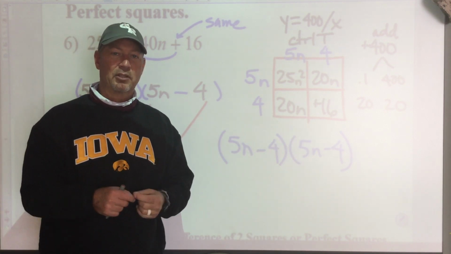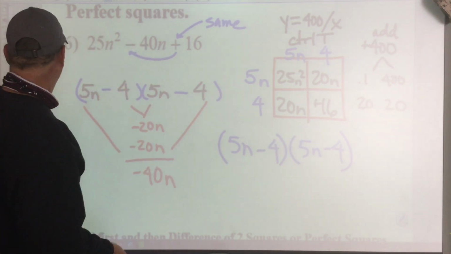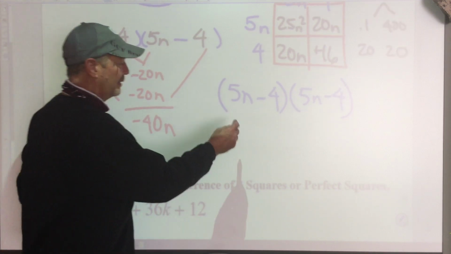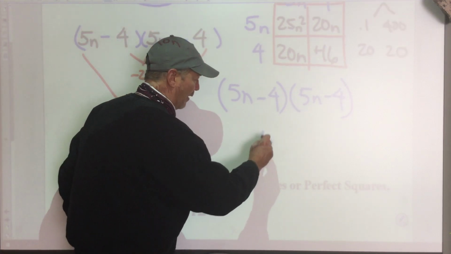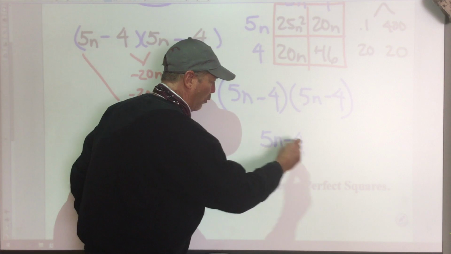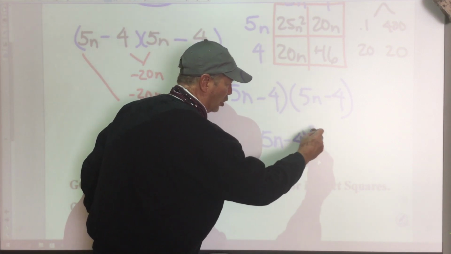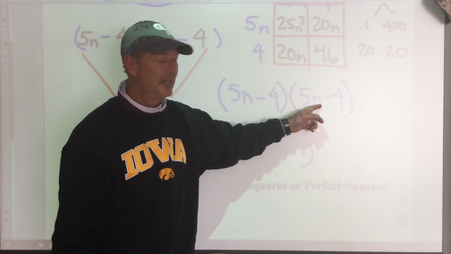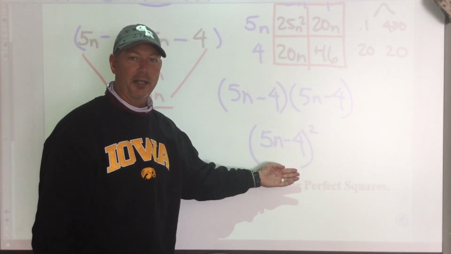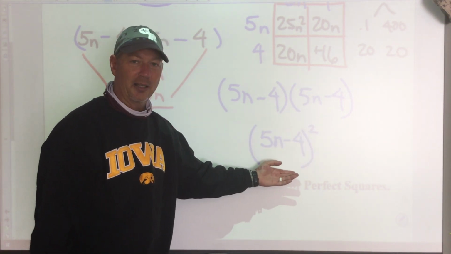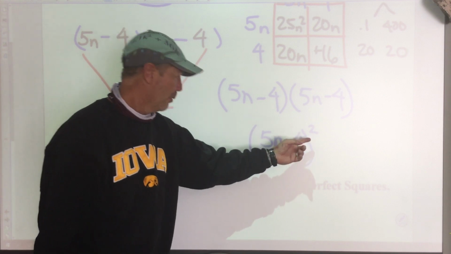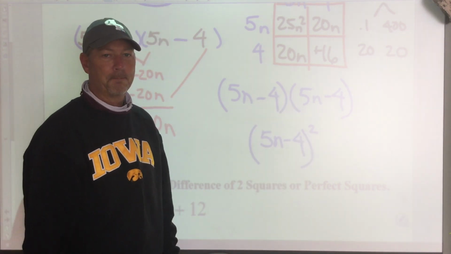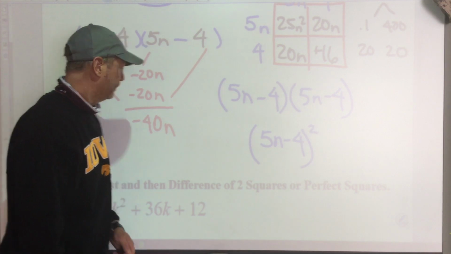But this is what's special about this, they're going to ask you to write this as one parenthesis, 5n minus 4 squared. Because whenever you multiply something by itself, that's the same thing as squaring it. So they're going to expect you to write it like this: 5n minus 4, parentheses squared. Okay, let's try another one.